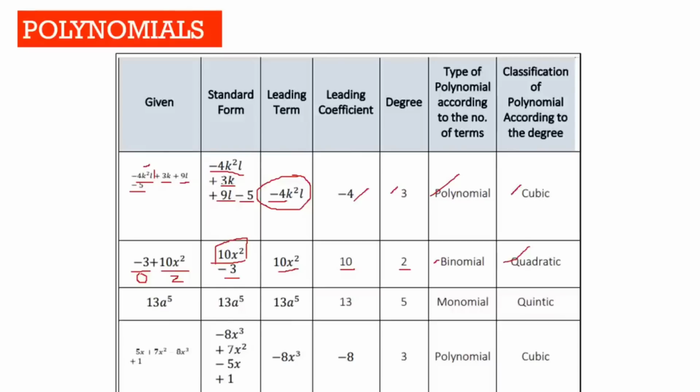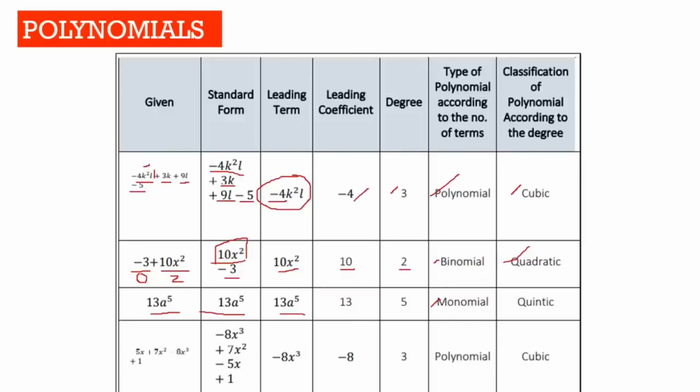Next, for the third example, we have 13a to the 5th power. It has only 1 term, so we call it a monomial. And it is already written in standard form because there is only 1 term.